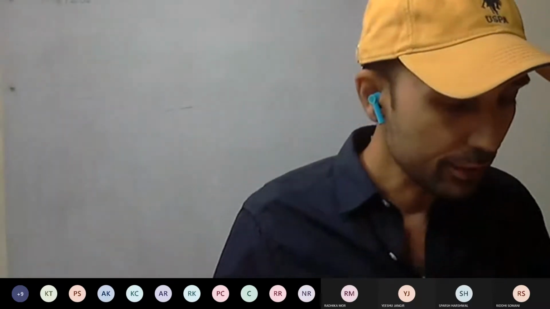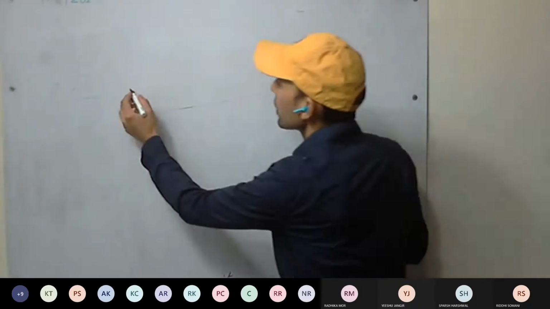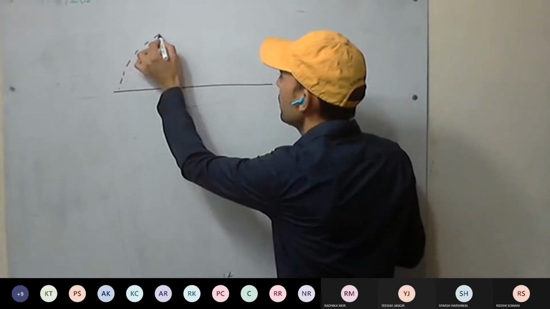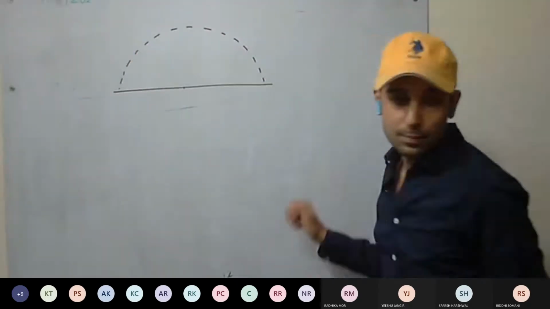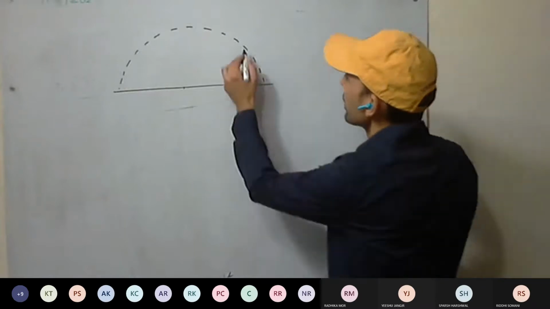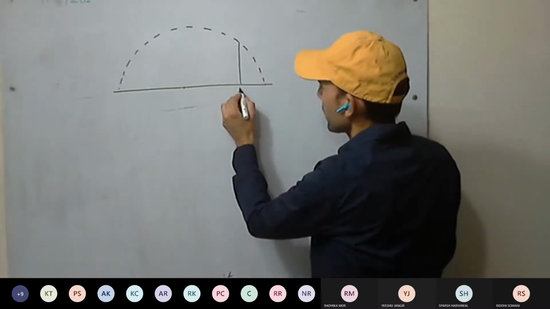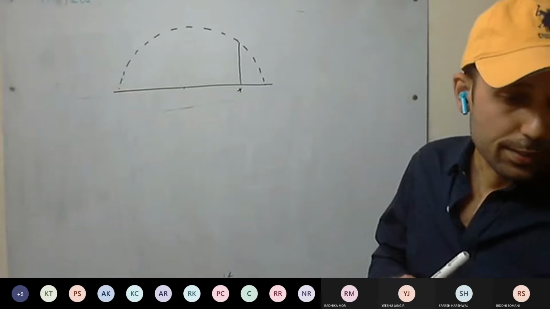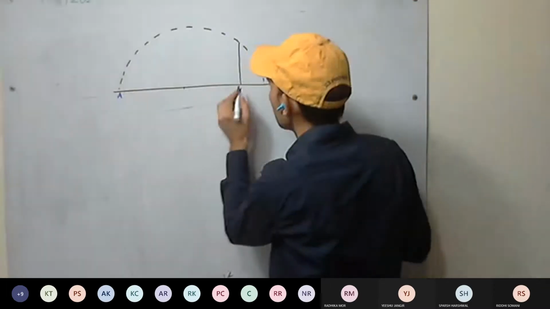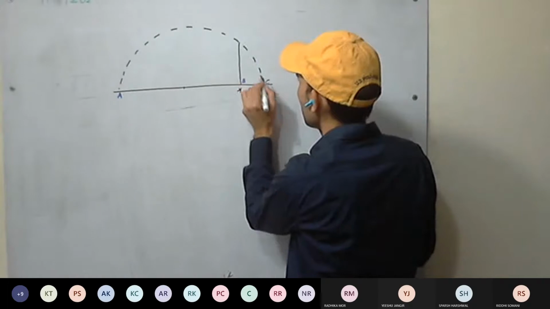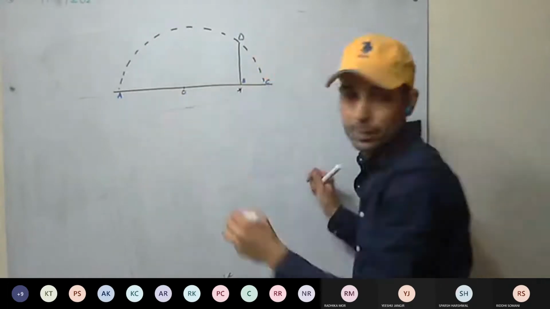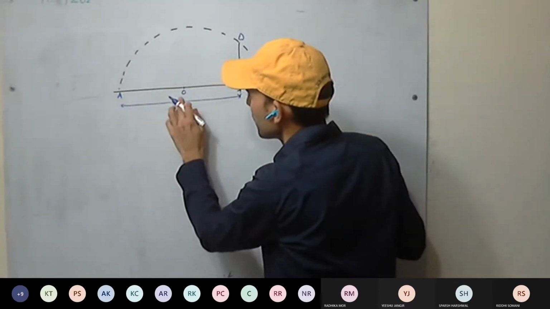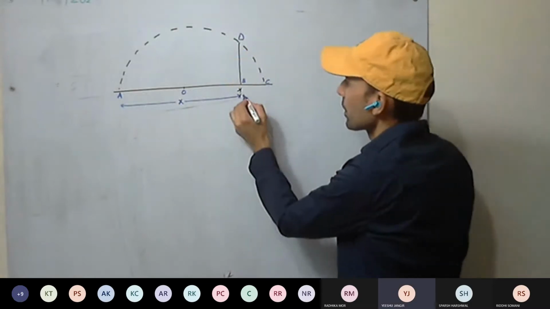So see here what is being given. It's very easy. You just have to take some time to look at it. One circle is being drawn. It's a semicircle. Now from some point, the points are A, B, C, D. This is O. This length is how much? X. This length?